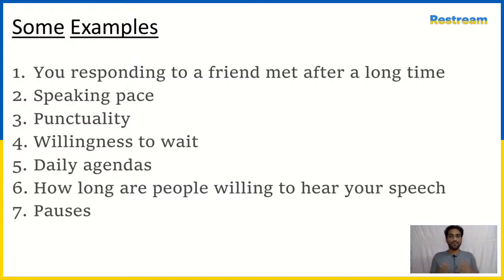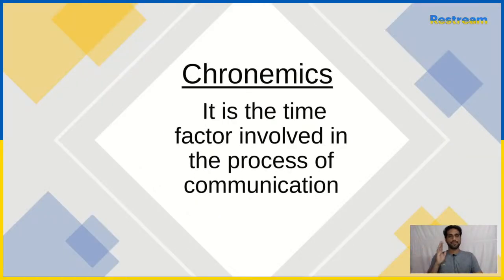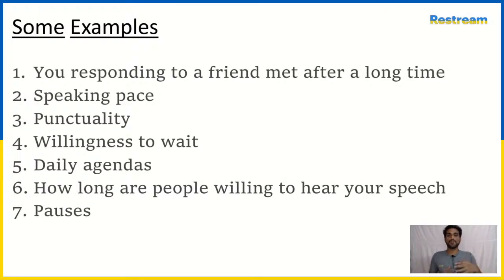So this is it for the day. We are done with 10 minutes. I'm with you, good people. So we discussed, let me get back again. We discussed today the chronemics and some examples, 7 examples that I gave. The very first is you meeting your friend after a long time. Secondly, how slow are you speaking? And thirdly, your punctuality in attending a program, if not your college or your office, even for that.